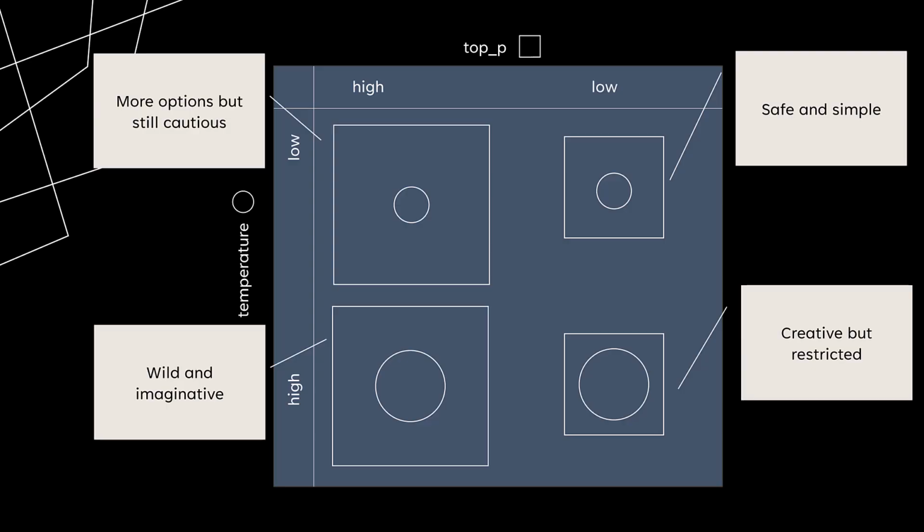So remember that top P controls what is on the table, the tokens the LLM can choose from, and temperature controls how freely the LLM can use those tokens. Together, these two parameters determine how creative and predictable of a response is generated.